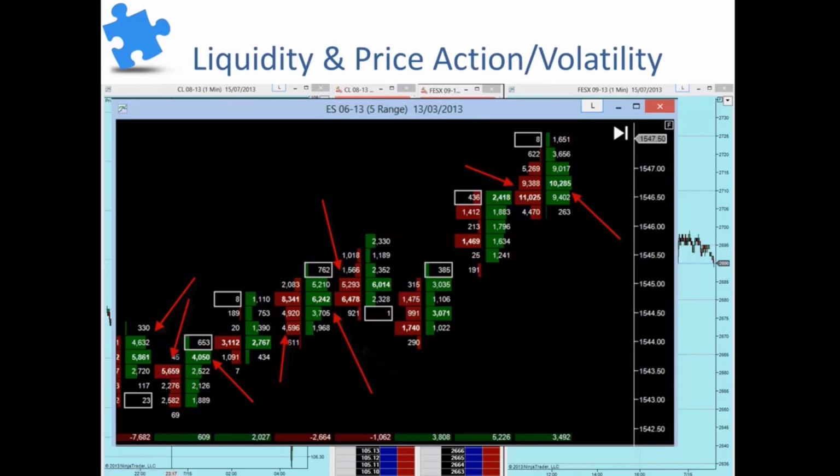Is there somewhere you can go to find out the typical liquidity for a certain future? That would be a great resource. I'm not sure of anything that exists.